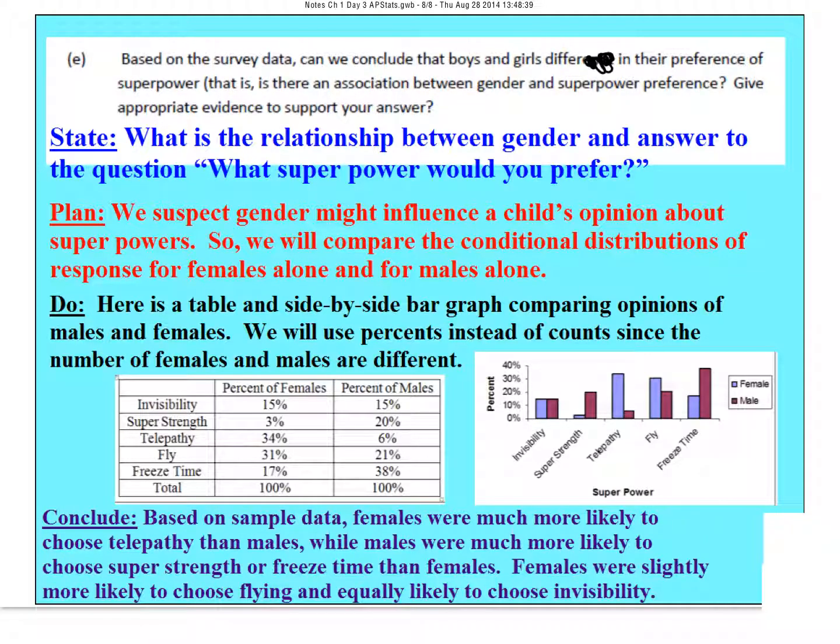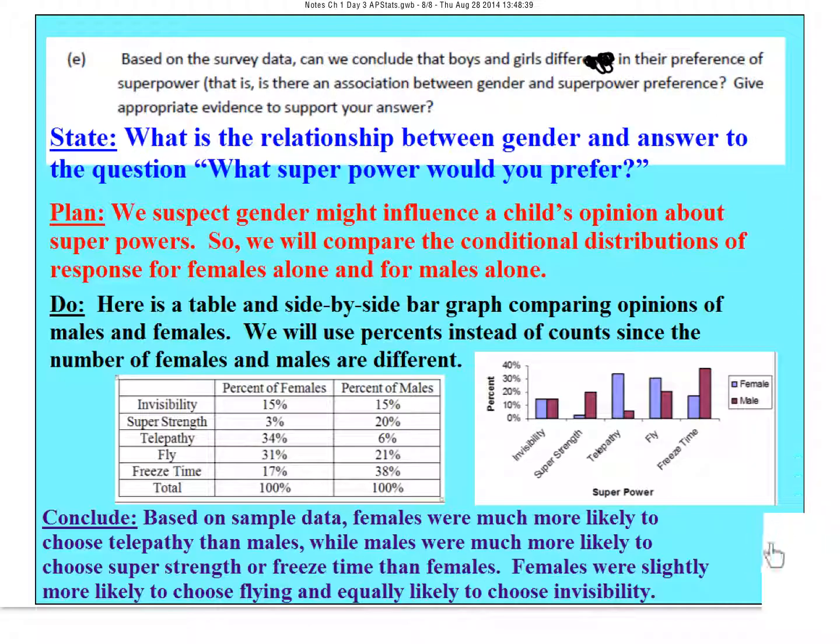Our conclusion might be something like this. Based on the sample data, females were much more likely to choose telepathy than males, while males were much more likely to choose super strength or freeze time than females. Females were slightly more likely to choose flying and equally likely to choose invisibility. Basically, we're just summarizing what we see as of now. As we get deeper into the chapters, we're going to be more formal in this process.